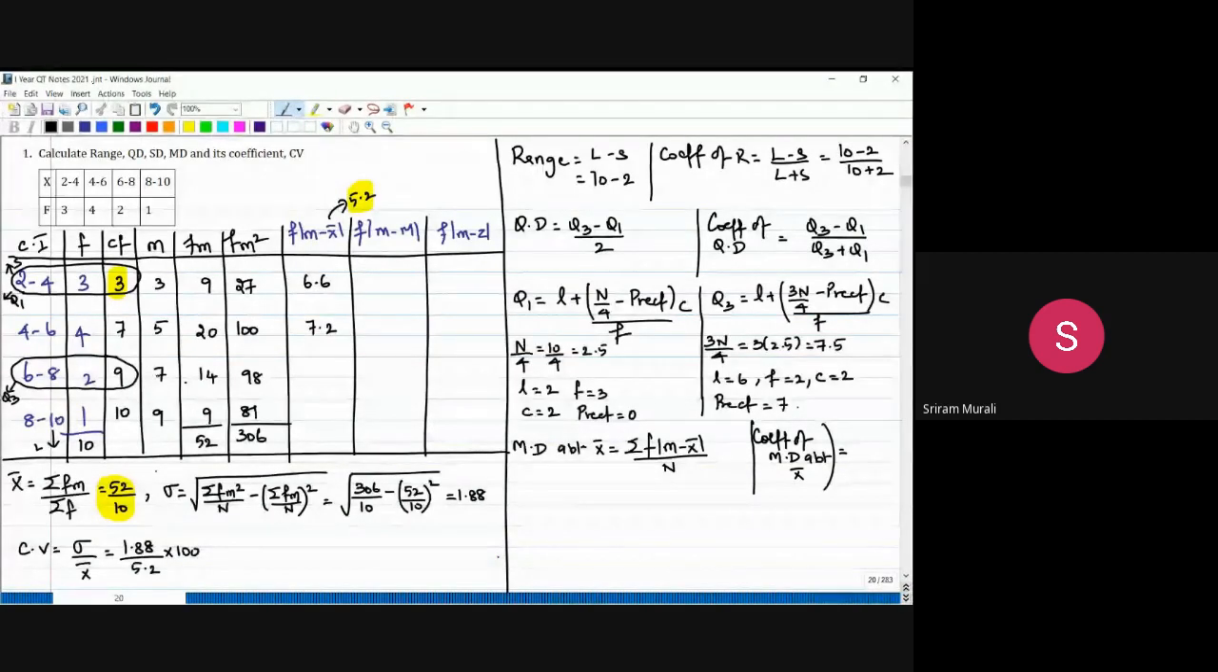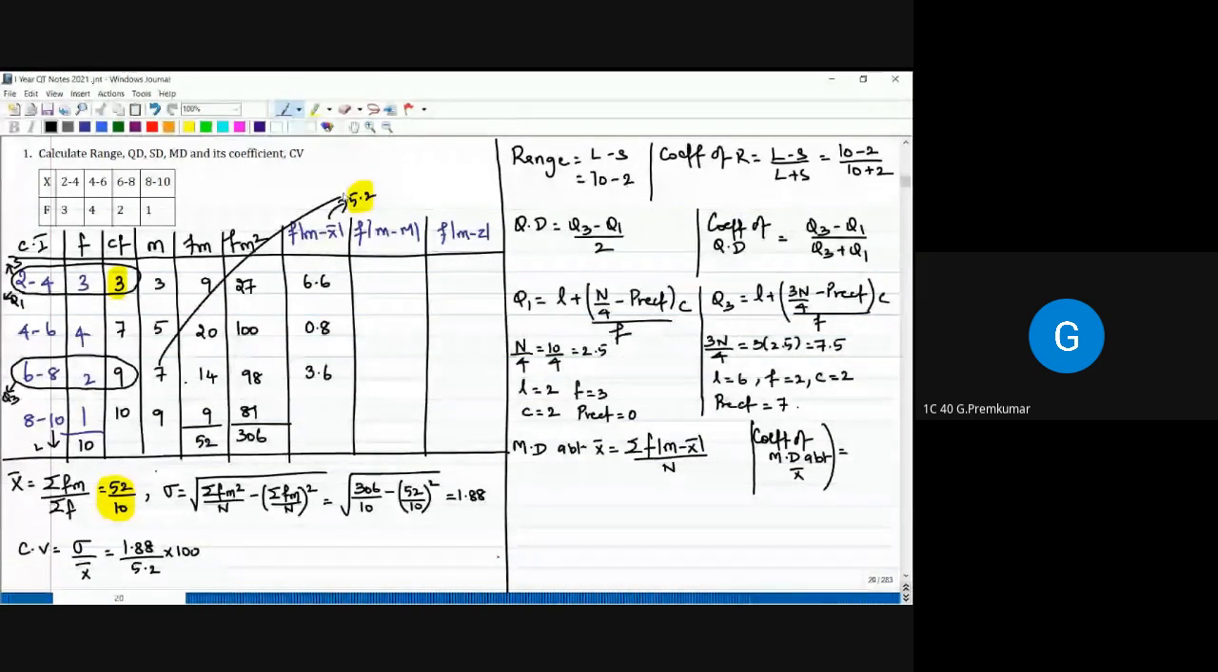Okay, next 7 minus 7. Oh, I made a mistake. It should be 5 minus 5.2. I made that mistake. I have to subtract this. 5 minus 5.2, how much will it be? 0.2. 0.2 into 4. 0.8. Then 7 minus 5.2 is 1.8. 1.8 into 2 is 3.6.